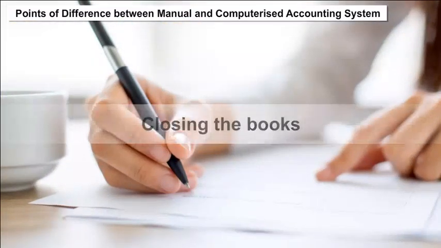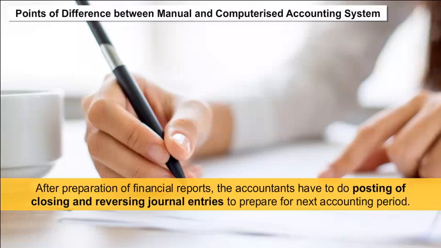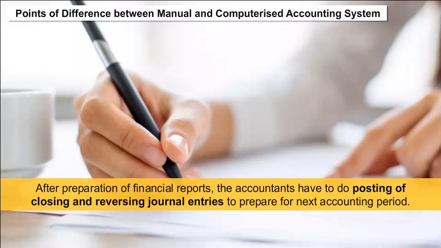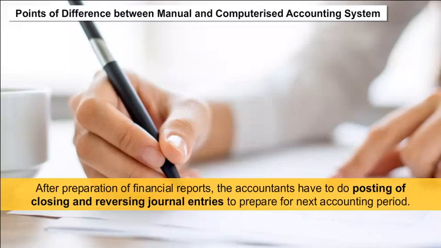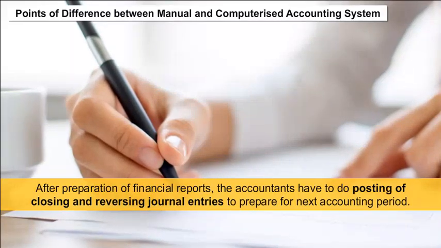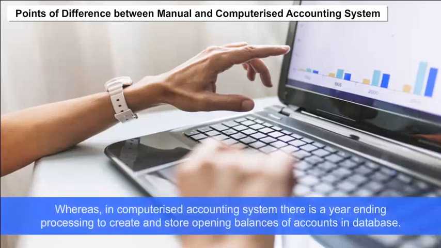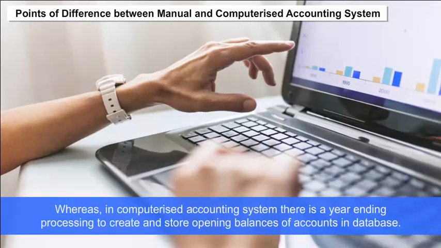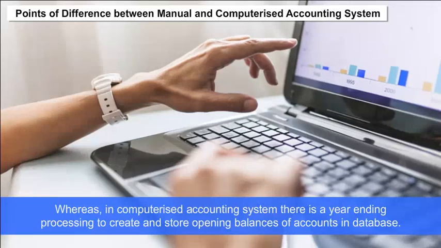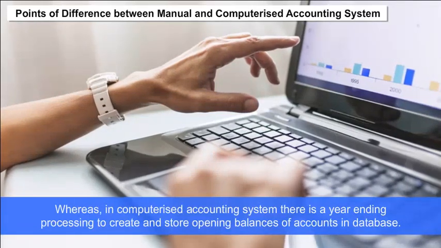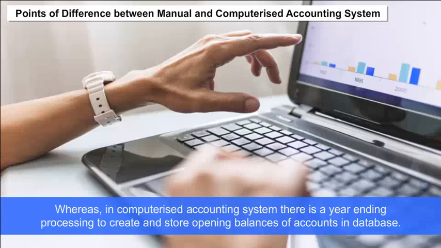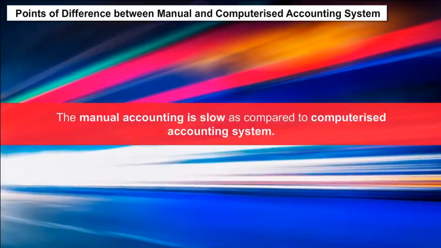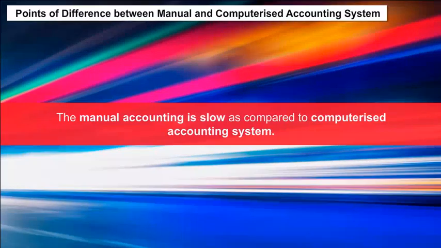Closing the books. After preparation of financial reports, the accountants have to do posting of closing and reversing journal entries to prepare for next accounting period. Whereas in computerized accounting system, there is a year-ending processing to create and store opening balances of accounts in database. Speed. The manual accounting is slow as compared to computerized accounting system.